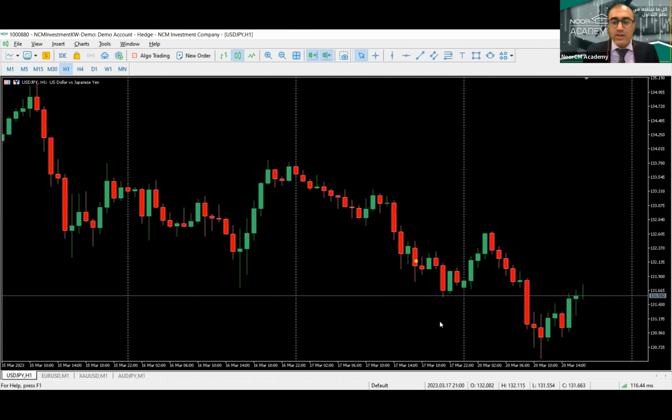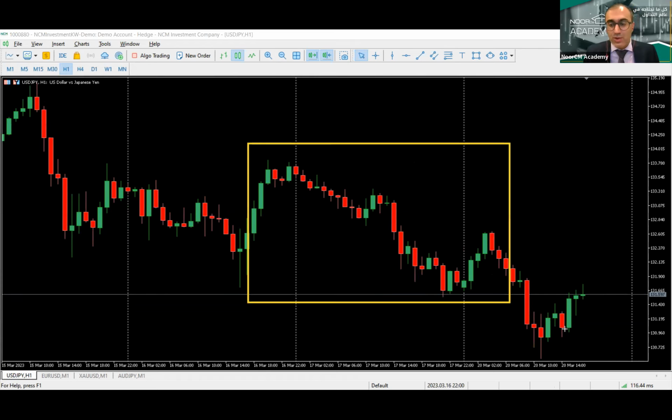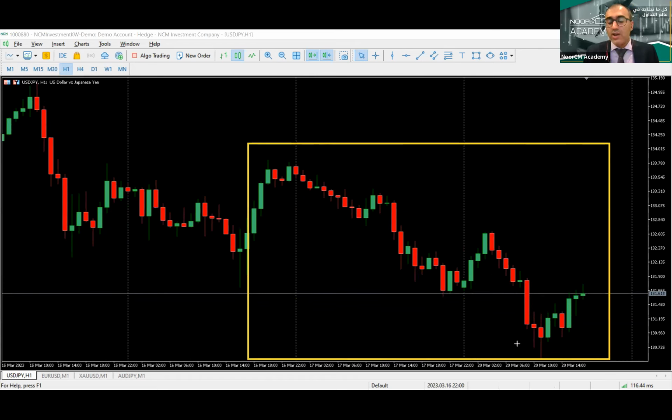This is a dollar-yen pair, the American dollar being traded against the Japanese yen. I've chosen a 1-hour chart. If you watch very closely, the quantity of red candles, which are the negative or bearish candles, is quite high.